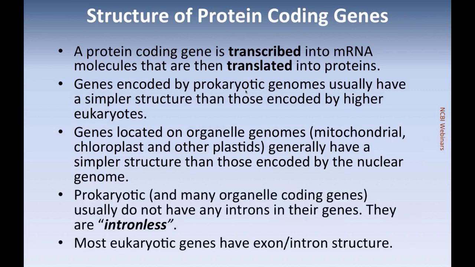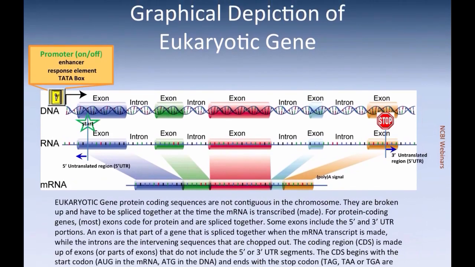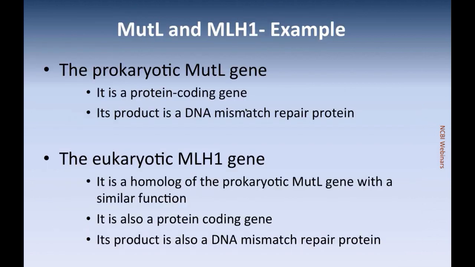Prokaryotic organisms typically do not have introns in their genes, so they are called intronless. That is something that you need to be aware of in your data submission. On the other hand, eukaryotic genes do have exons and introns, and that can affect your CDS feature annotation. This slide shows graphically the structure of a eukaryotic gene. We're not going to go through this in any detail today. I include it solely so that you can get a sense of what a eukaryotic gene looks like. Our specific example to go into this in a little more detail is the MUTL and MLH1 genes.